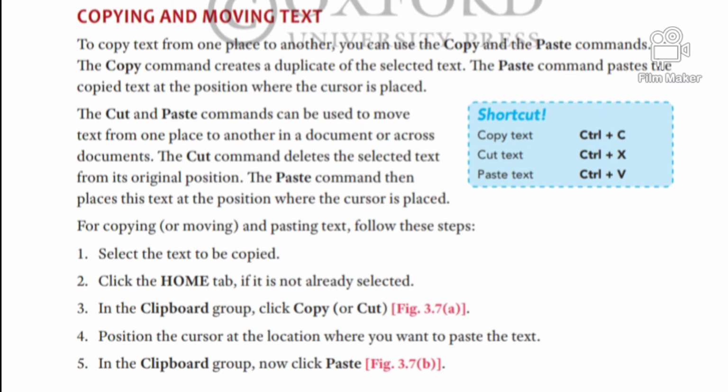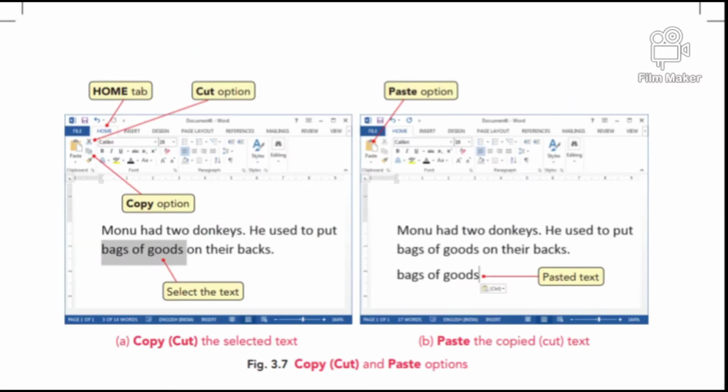Let's take an example. Let's see figure 3.7, both parts A and B. Let's see figure 3.7a. In this, they have shown the selected text. What is the selected text? The selected text is "bags of good". The Home tab is selected. When you click on the Home tab, these options appear, the Cut option and the Copy option. You can select any one that you want.